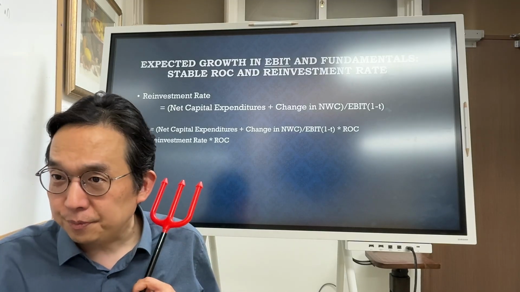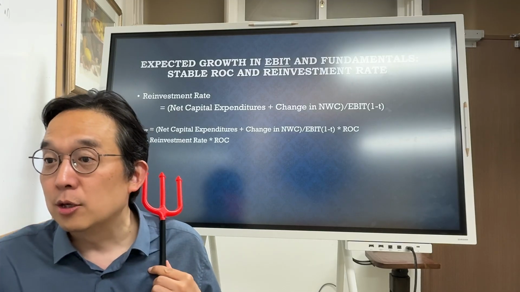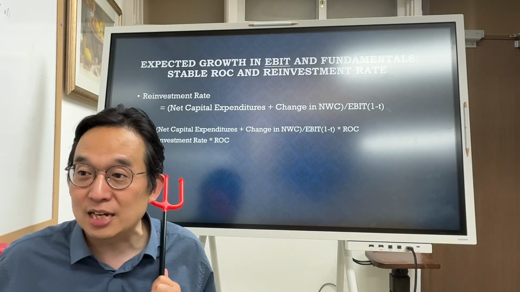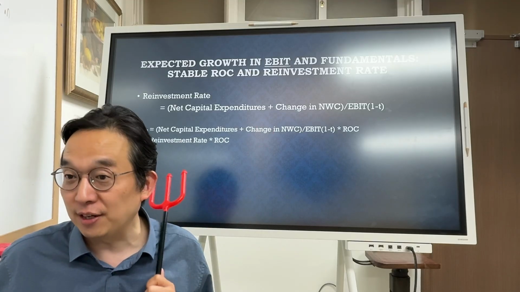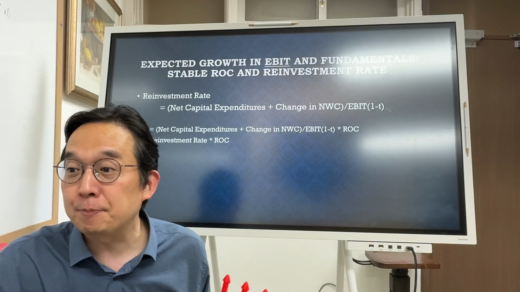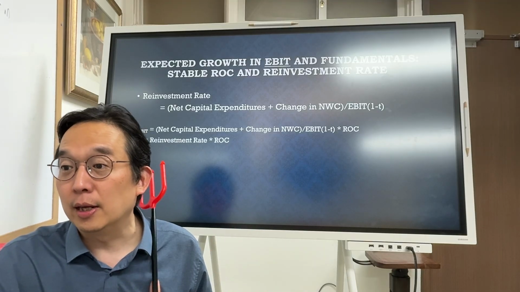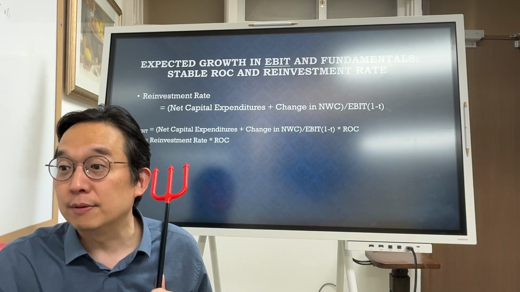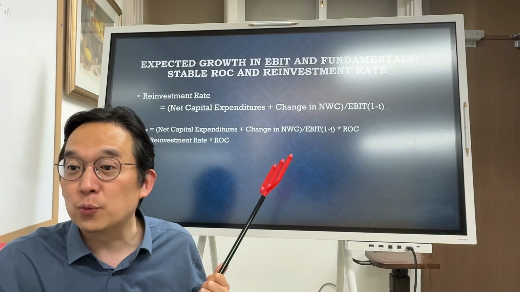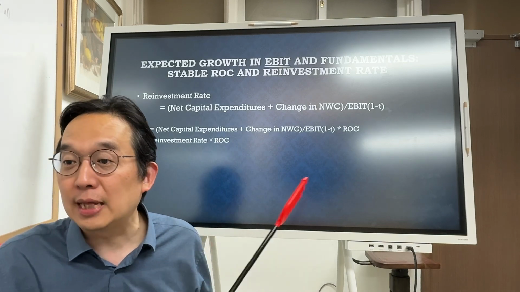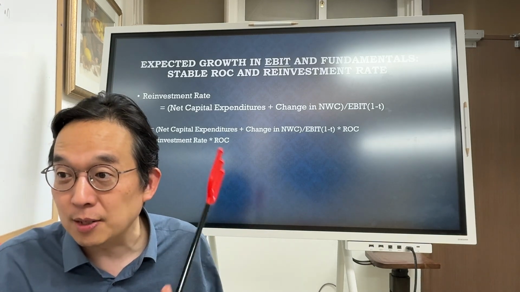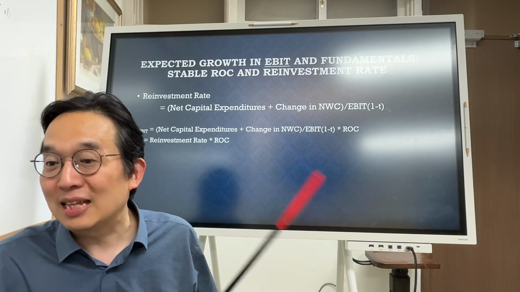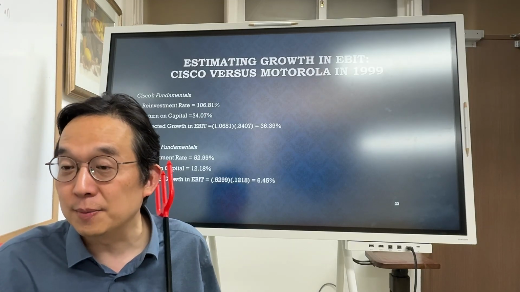And then the reinvestment rate should be nothing but net capital expenditure plus change in non-cash working capital divided by after-tax operating income. And another way, the same thing: the growth rate of EBIT should be that reinvestment rate, net capex plus change in non-cash working capital divided by after-tax operating income, times ROC. So that's the fundamental idea.